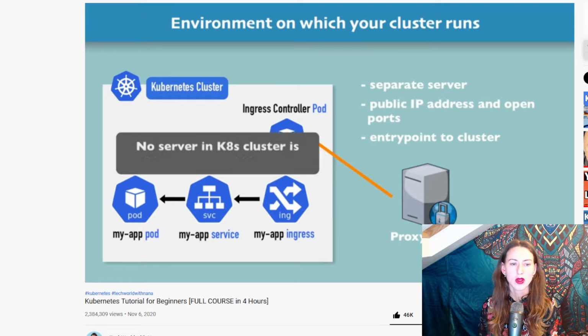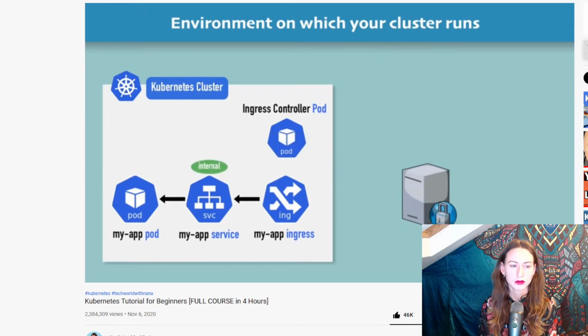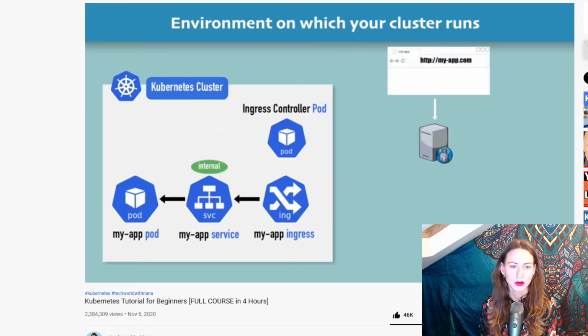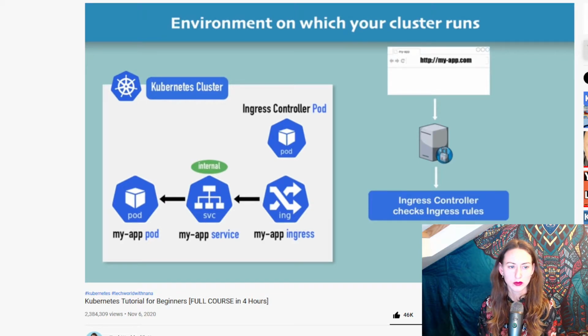So none of the servers in your Kubernetes cluster will have a publicly accessible IP address, which is obviously a very good security practice. So all the requests will enter the proxy server, and that will then redirect the request to Ingress Controller. And Ingress Controller will then decide which Ingress rule applies to that specific request. And the whole internal request forwarding will happen.